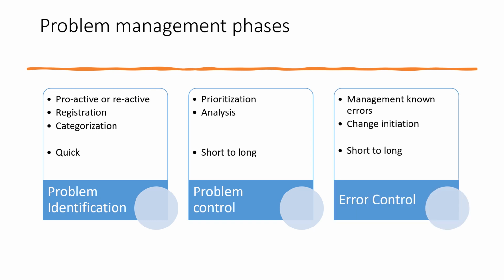In the error control phase, known problem resolutions are planned to be implemented, changes initiated. If a problem, however, has been investigated and no root cause has been found, a known error is registered. The known errors are regularly reviewed in the error control phase for a possible resolution. Timing of the error control phase can be very long to very short.